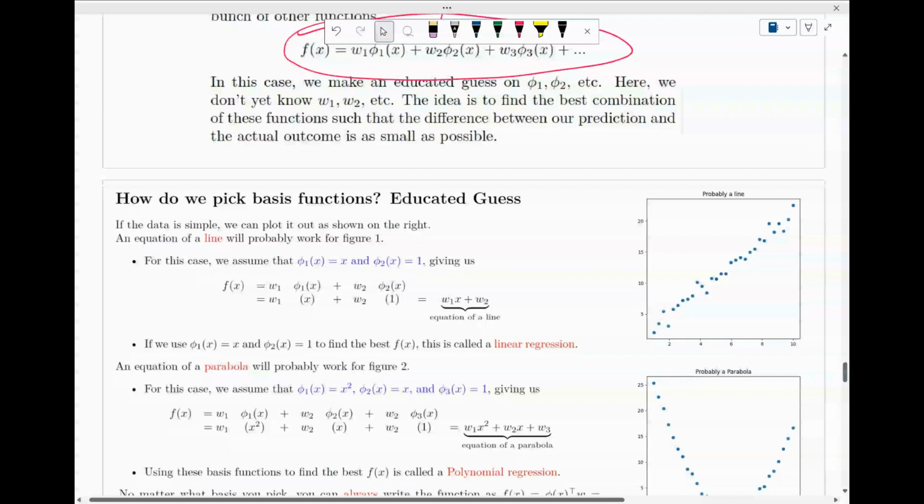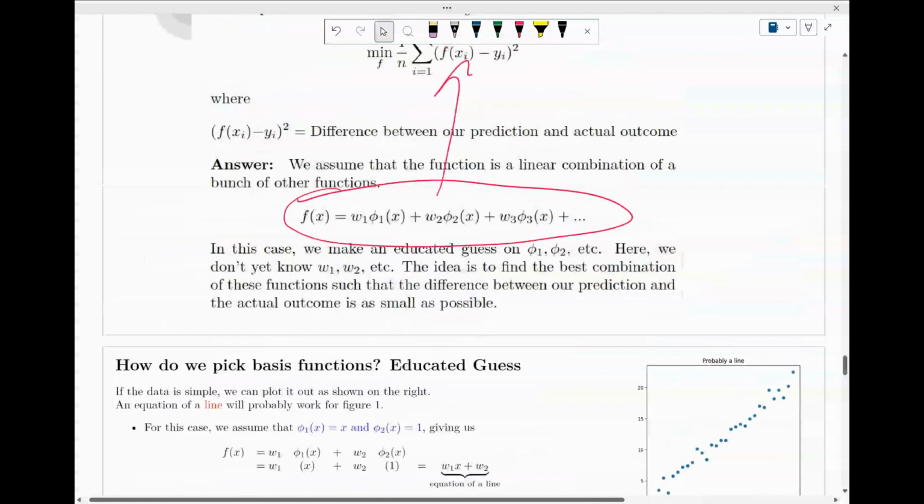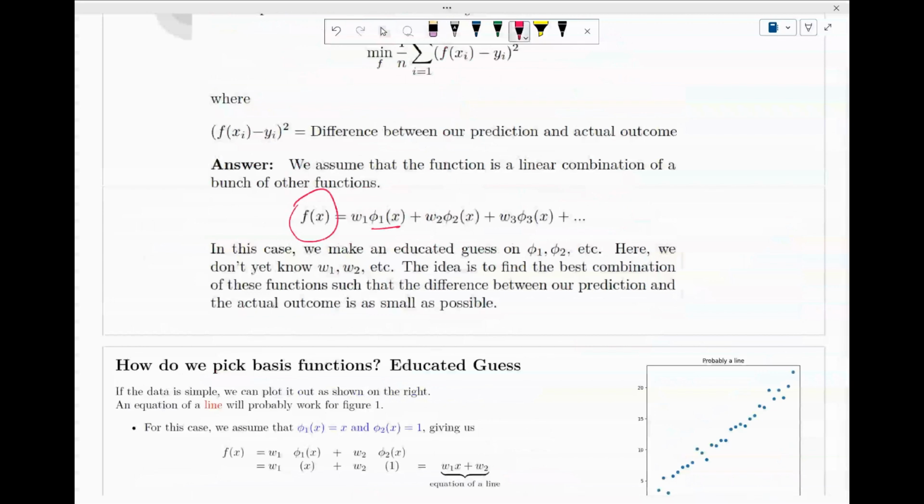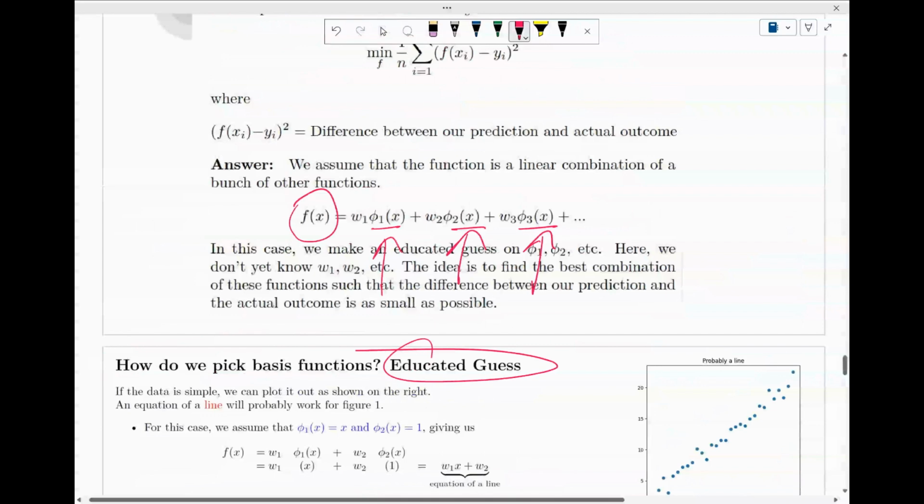Okay, so the next question is, now that we assume the function is a bunch of other functions, how do we pick these functions? How do we pick them? Well, educated guesses. We'll start from there. I mean, there are other ways, but we'll start with educated guesses.